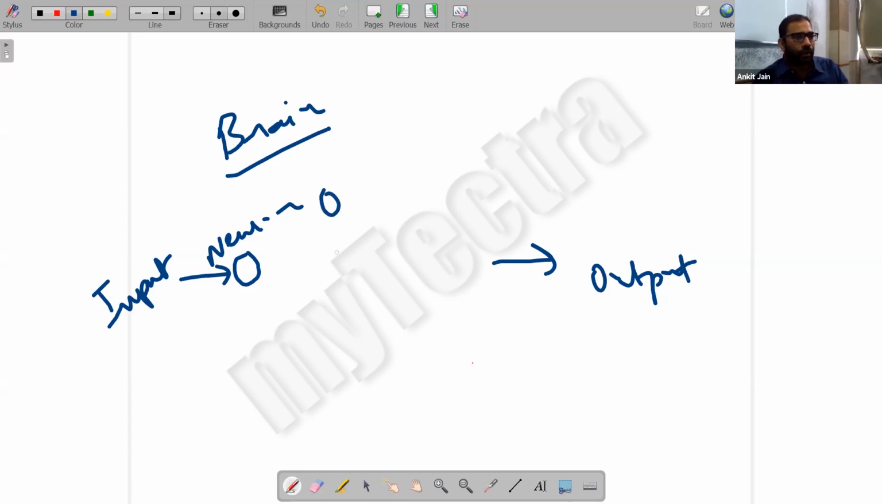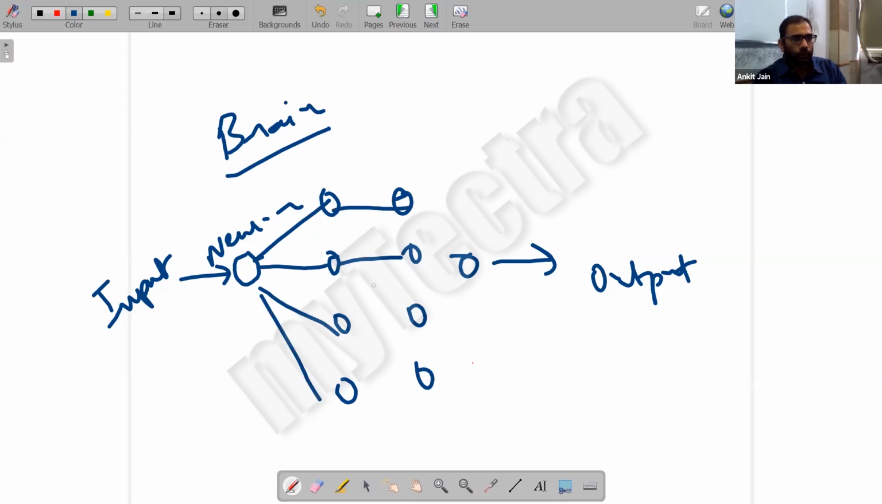So here, what happens is you have more neurons inside your brain. The information goes to the first neuron, it goes to the other neurons, and you get the output. Okay, this is what the brain is. Now what is the complication here? This neuron is not only communicating with this neuron, it is also communicating with each neuron.